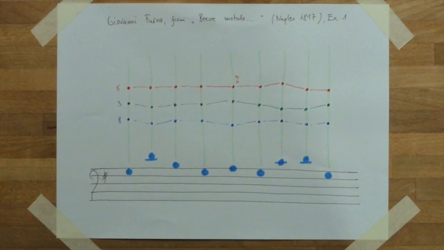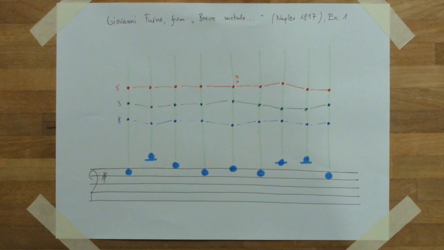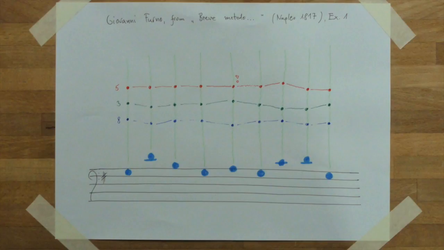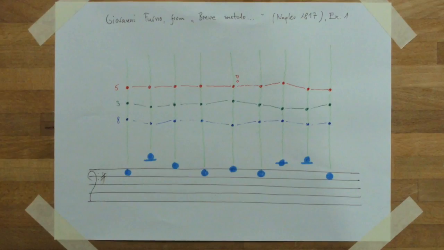Having developed the path, so to speak, of these 3 voices above the bass of Giovanni Furno, you can now start to play them in combinations. For example, if you played first the blue voice again, the one that started on the octave, and then the green voice that started on the 3rd. And now in your right hand, play both voices together over the bass line. And go on.